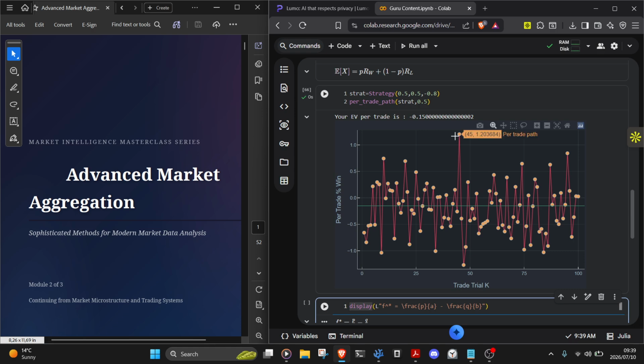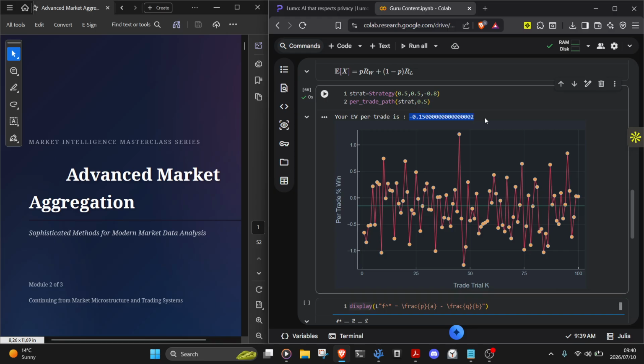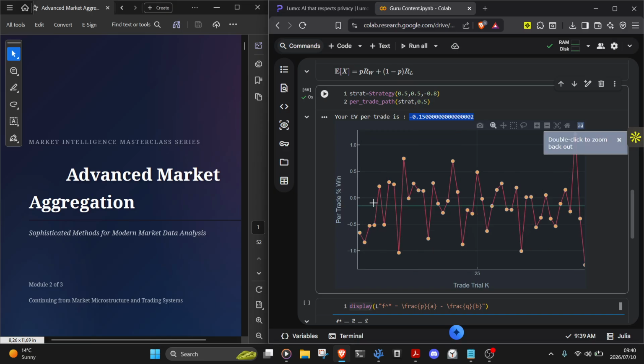Now, look here, your 45th trade, you put up $1 and you got $1.20 back, right? Over here, you put up $1 and you got 74 cents back. Over here on the downside, on your 47th trade, you put up $1 and you lost $1 plus 26 cents. But it really doesn't matter how much you turn the dollar into. Over time, you will lose all your money, as the green line represents your expected value per trade, right?